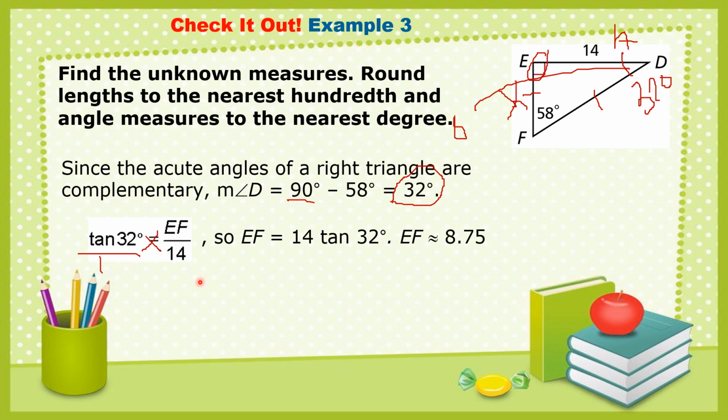14 times tan 32. So, that is equal to 8.748. The instruction says nearest hundredths since we are finding a side. So, our answer is 8.75, because 8.748 rounds up to 8.75. So, segment EF now is 8.75, and segment ED is 14.